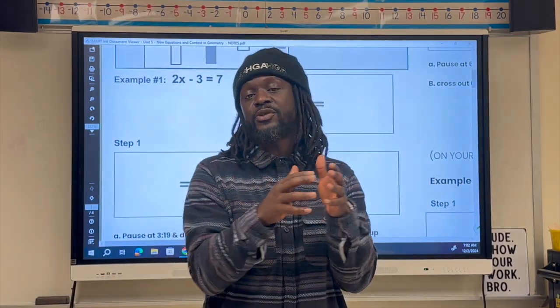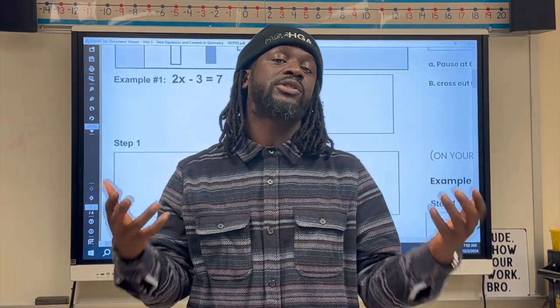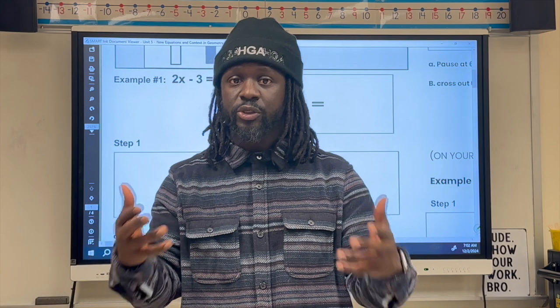Hey, thank you so much, Mrs. A, for walking us through those examples. Hey, friends, in this lesson today, we have learned how to solve equations using algebra tiles.